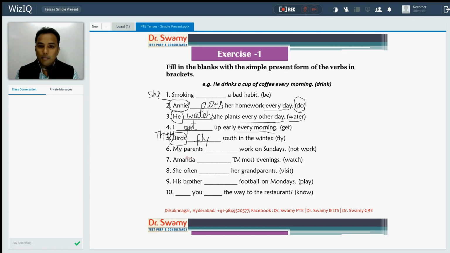And the next, my parents. When you put this into a pronoun, it becomes they. The subject here becomes they. See here there is a negative word. So for my parents, what do you have to use? You have to use do not work. So the answer would be do not work.